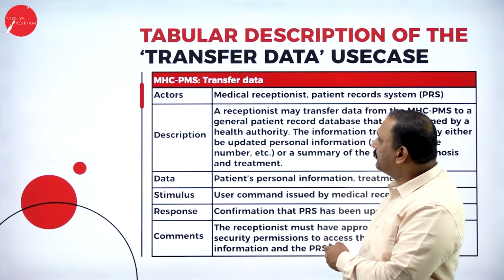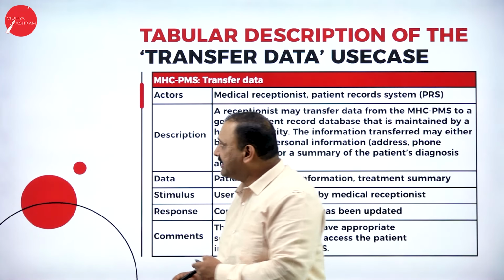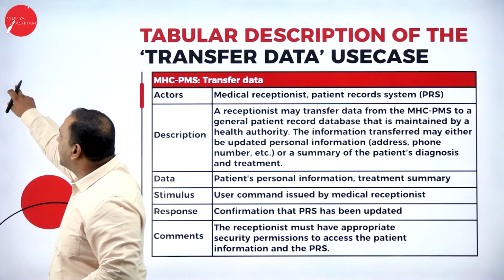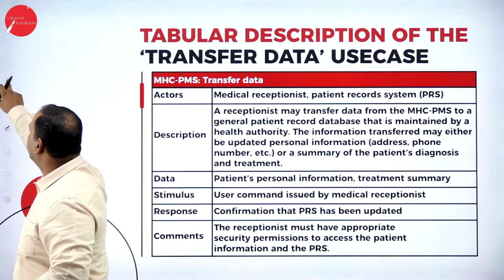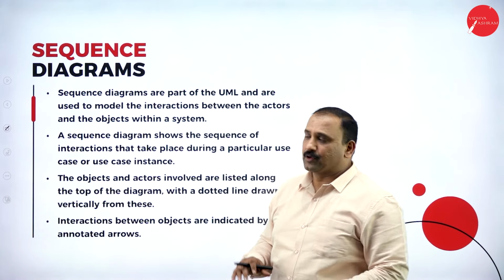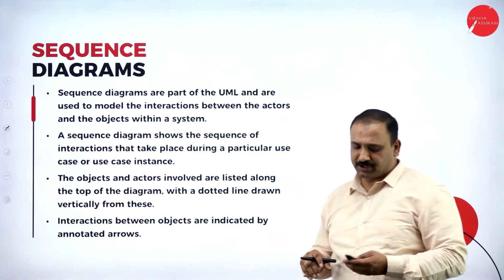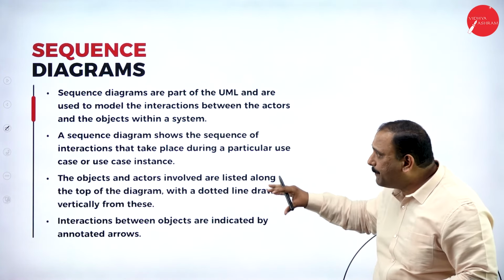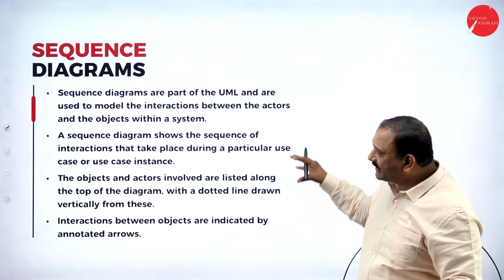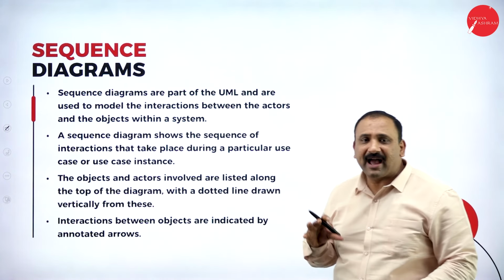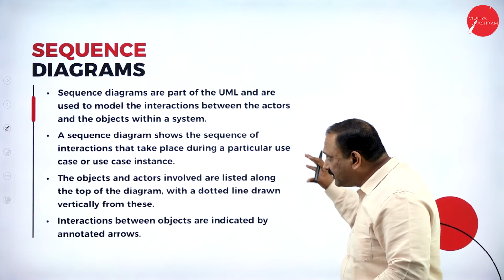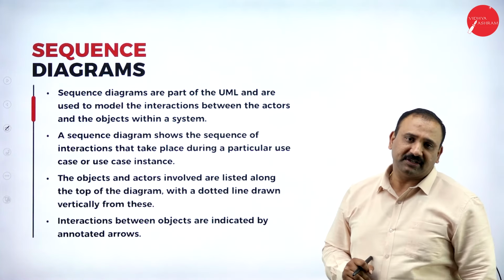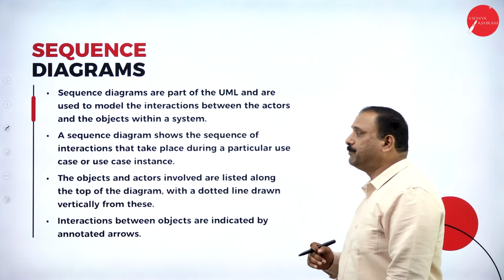Followed by which we will talk about the next factor, where we are interested in the sequence diagram, because the sequence diagram is very important for us to know. Why? Because sequence diagrams are a part of the UML and they are used to model the interactions between the actors and the objects within the system. So this is very, very important for us.